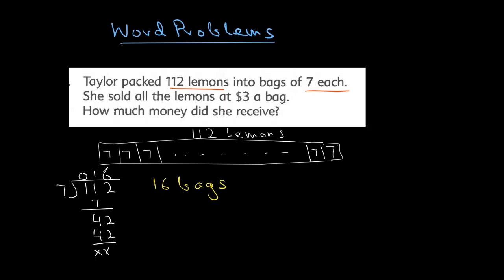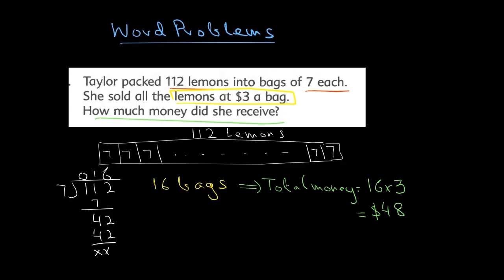And now each bag is going to be sold at $3 a bag. So this implies the total money is going to be 16 threes, which is going to be $48, right? So this is the amount of money that she received, $48.